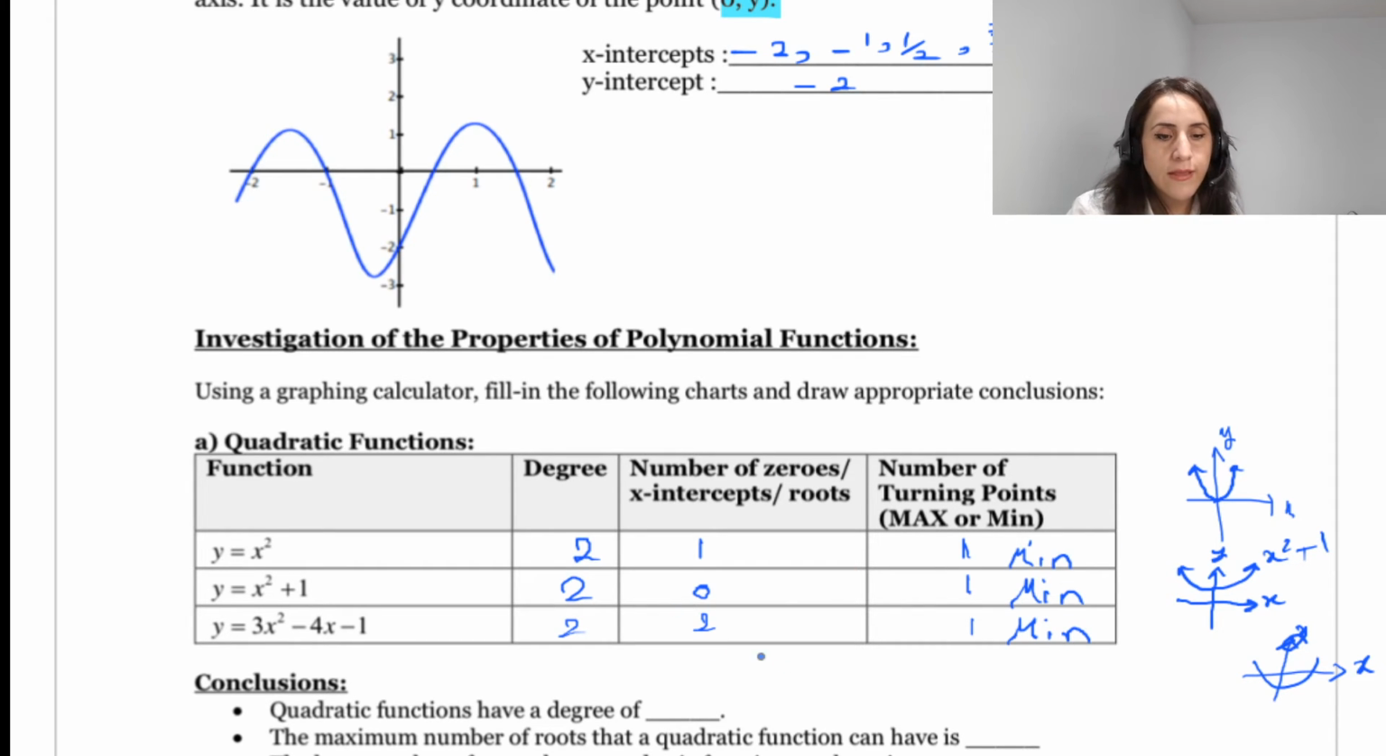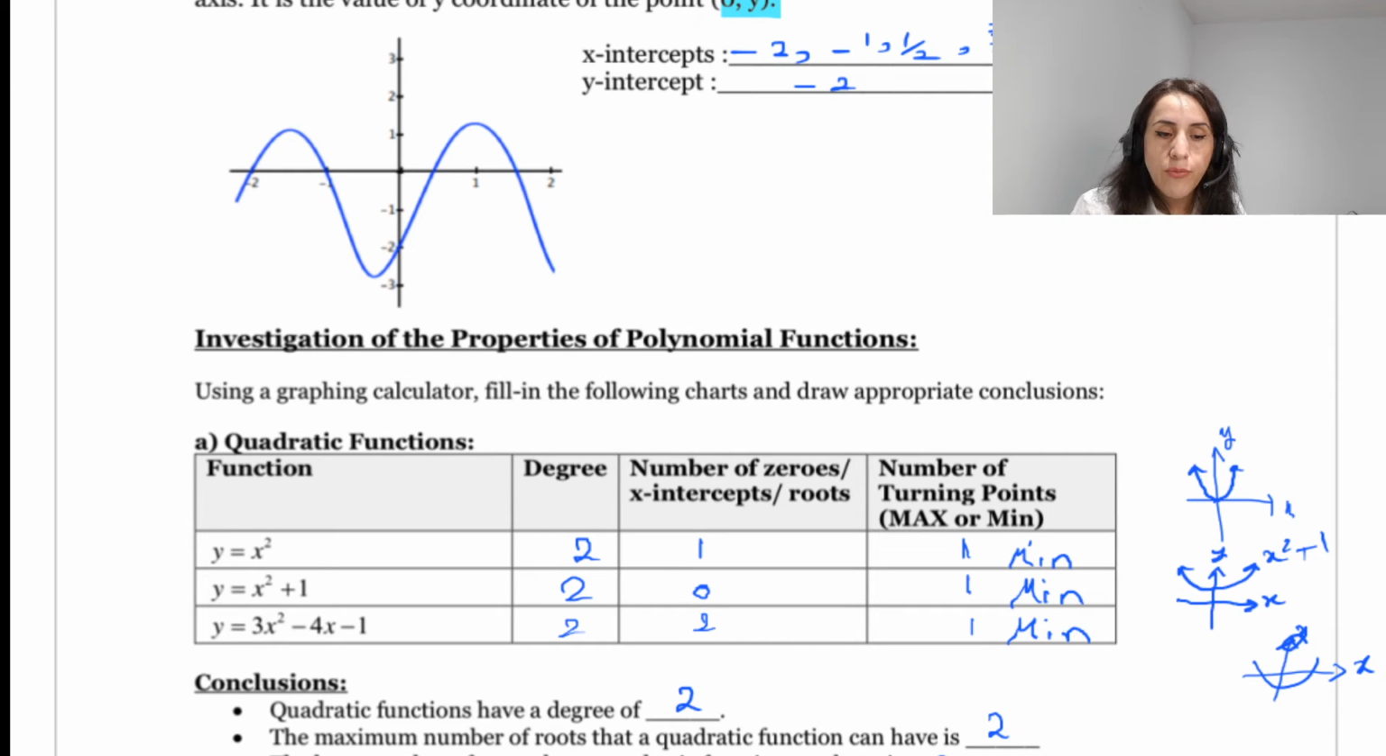A quadratic function has a degree of 2 all the time. The maximum number of roots that a quadratic function can have is what? How many roots can I have? The maximum is 2 roots. The least number of roots that a quadratic function can have, as you see, I can have 0 roots, 1 root, or 2 roots. 0 is going to be the lowest.